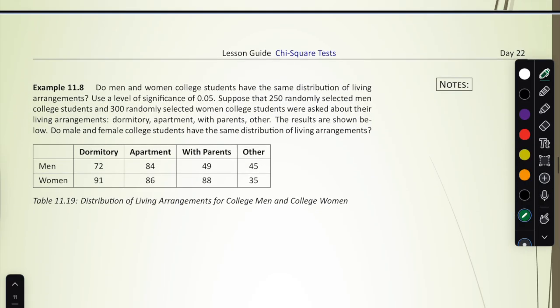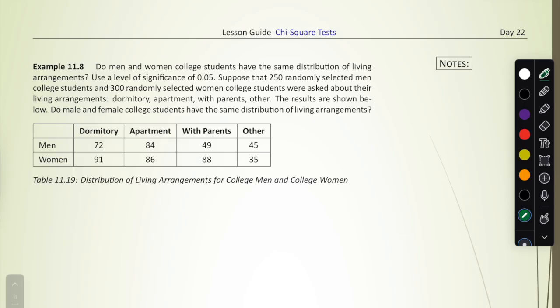Okay, let's go ahead and take this example. Do men and women college students have the same distribution of living arrangements? Use a level of significance of 0.05. So the original claim is, do they have the same? So that is, do they agree with each other? Because if it's the same, then it's like independent. And so this right here is chi-squared equals 0.